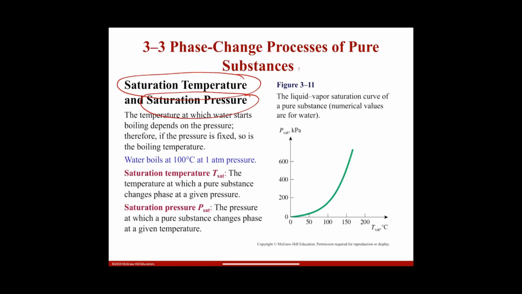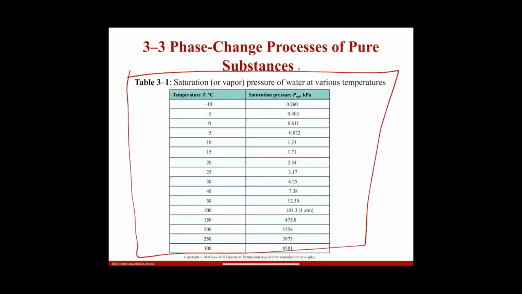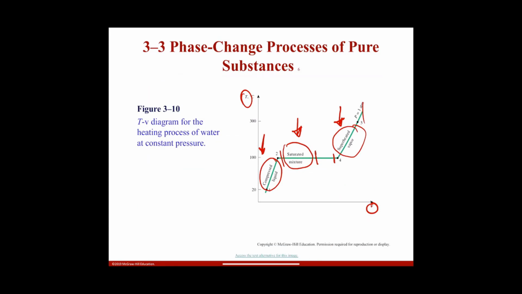Pretty much, if you want to make it simpler, when you have saturation, that single word means change of phases. Saturation temperature is the temperature at which a pure substance will change phase at a given pressure. Saturation pressure is the pressure at which a pure substance will change phase at a given temperature. Let's say, for example, going back to this little drawing, I have my diagram, which is T-v.